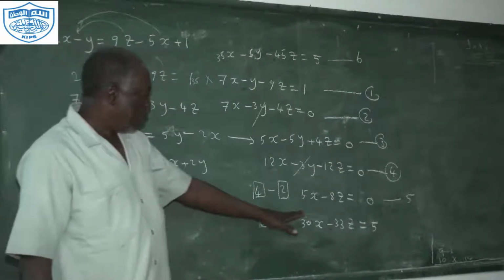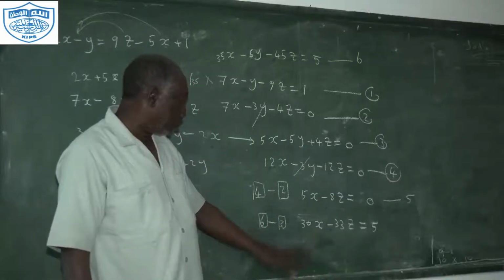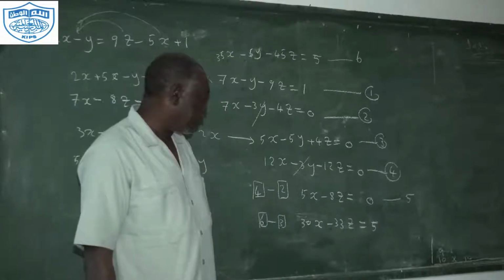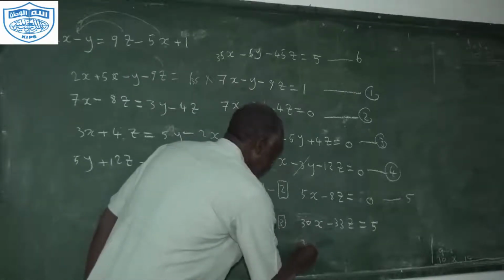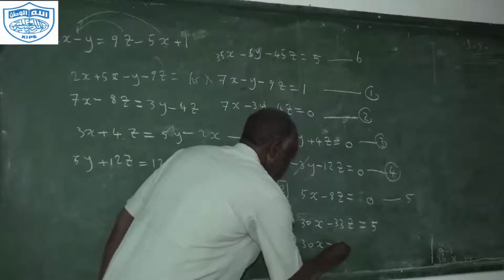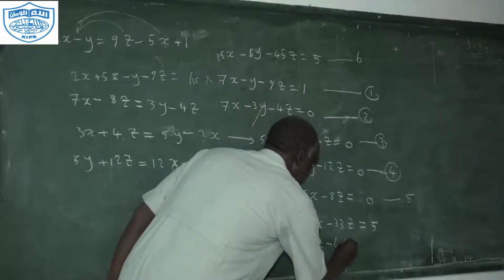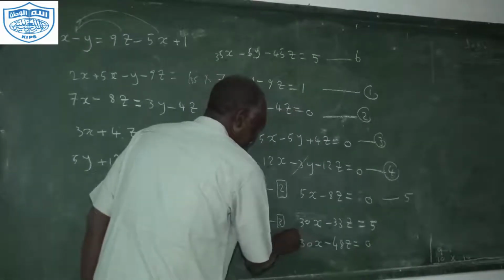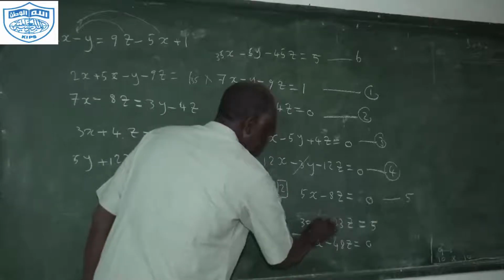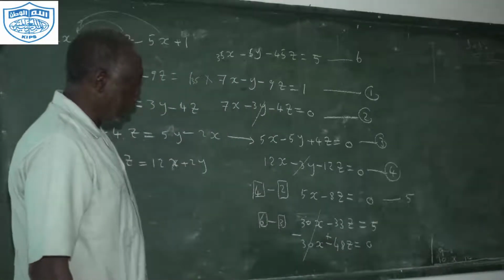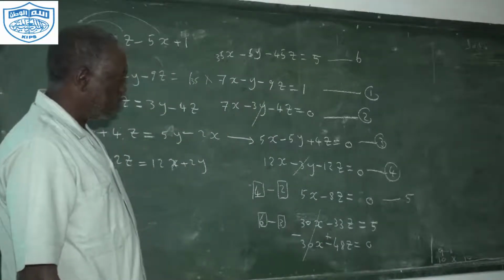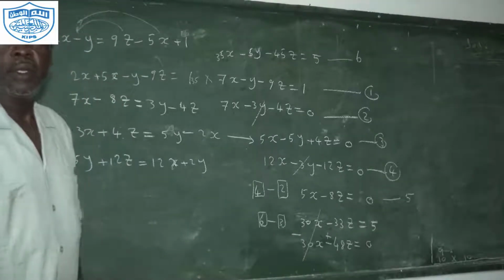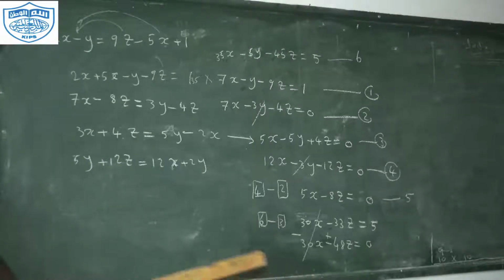If I want to solve these two equations, multiply this equation by 6 and subtract. This by 6 gives 30x minus 48z equals 0. By subtraction, this is negative and this is positive, so this vanishes. 33 minus 48, you will find the value. Okay. Sorry.